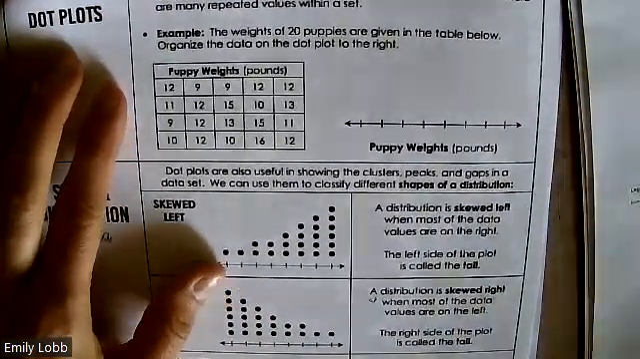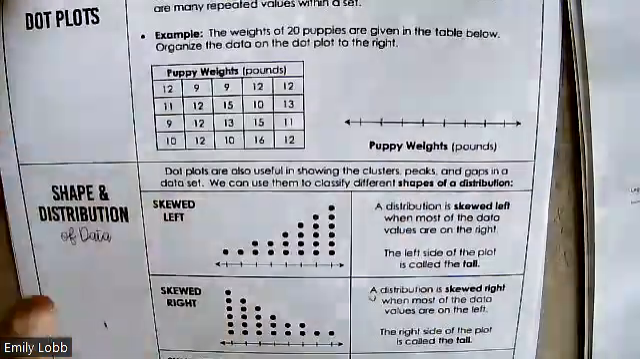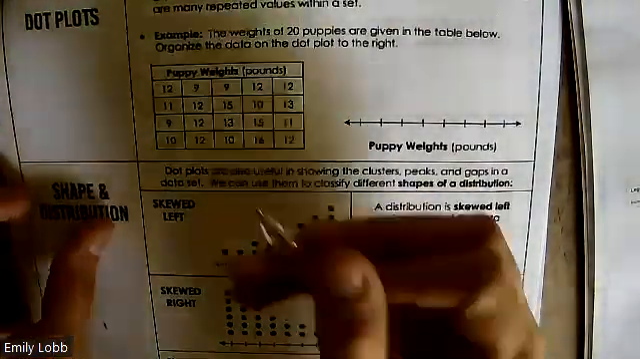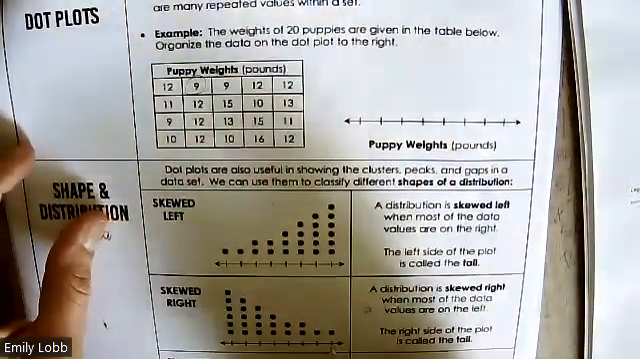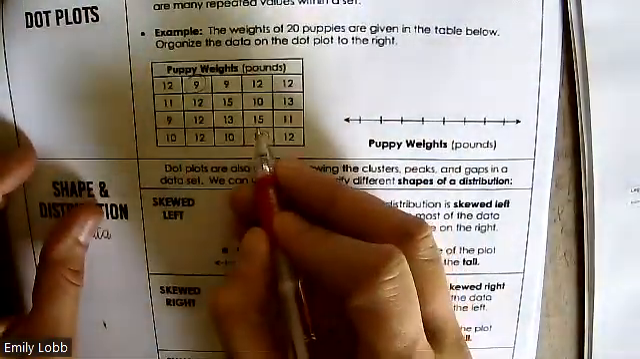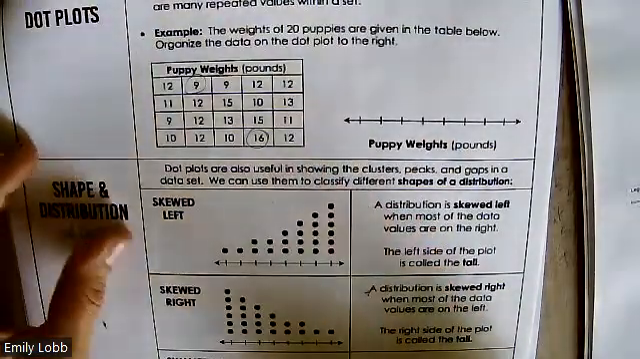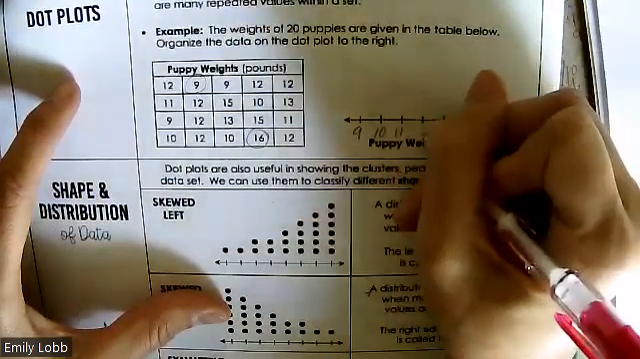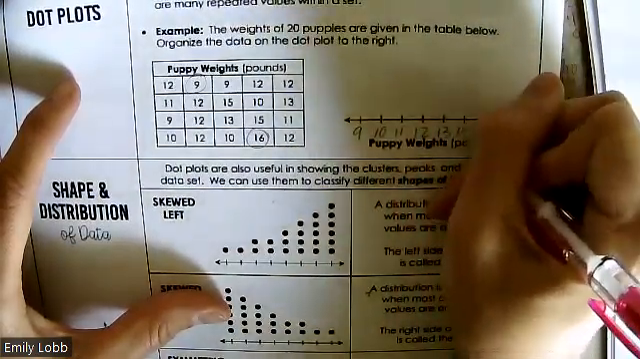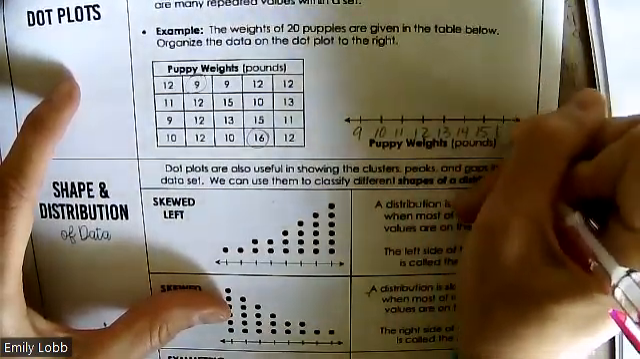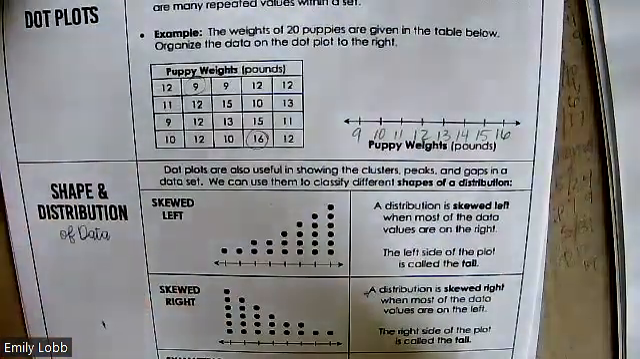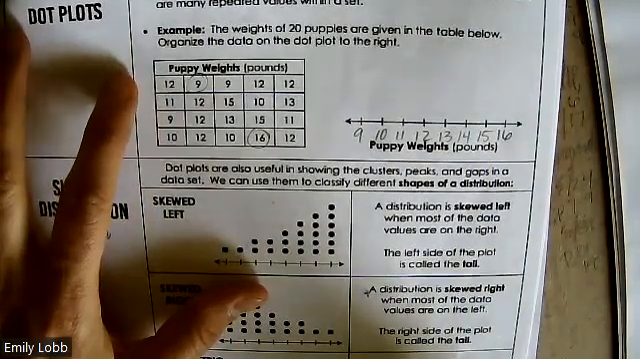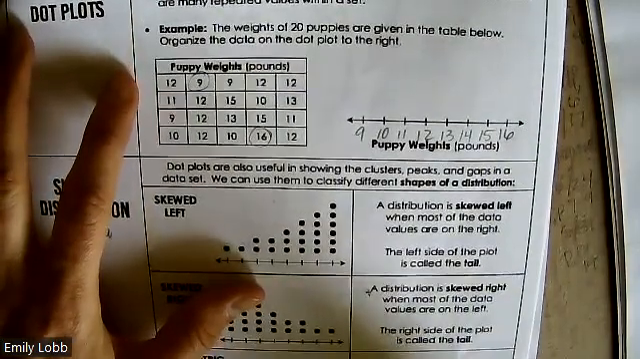So first, we need to label our number line for our dot plot. So look at your lowest, looks like maybe 9 is my lowest, and your highest, 16. So maybe I'm just going to start at 9 and go 10, 11, 12, 13, 14, 15, 16. So that worked out. So I'm going to go through and start putting dots on it. I'm going to cross out the data as I do so. Are you ready?